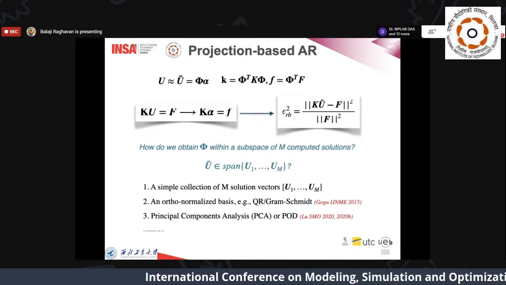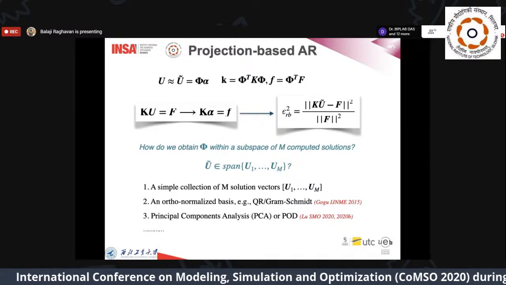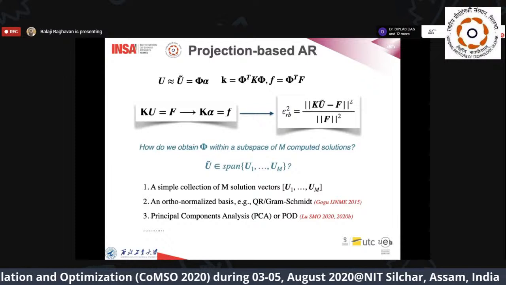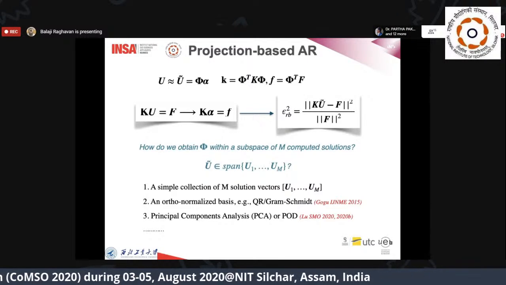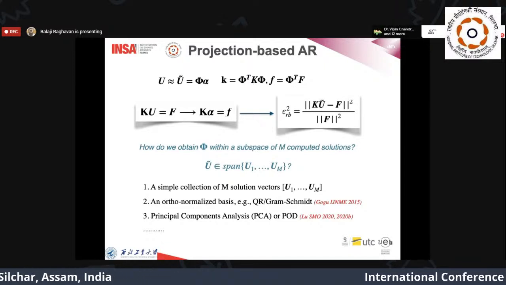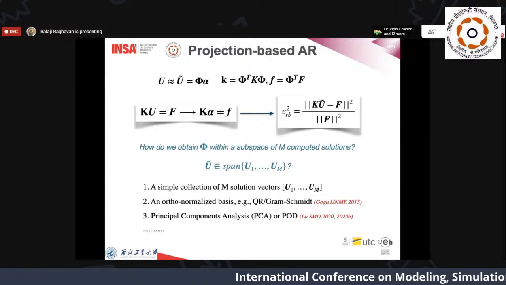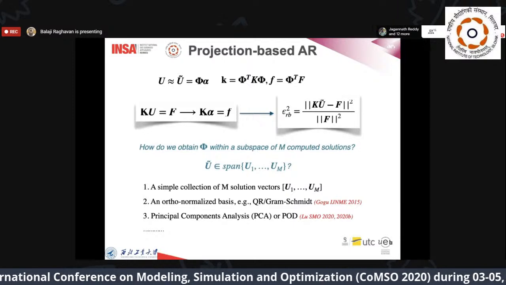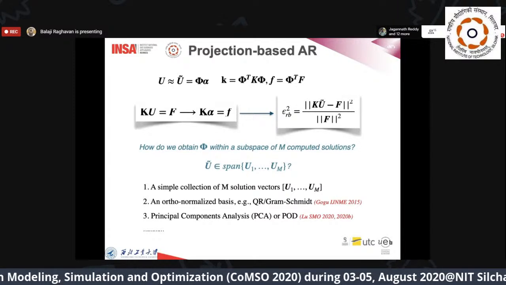So how do we obtain this phi? There are various solutions. So you could use a simple collection of your M solution vectors. It's not going to be orthonormal. People have used the Gram-Schmidt orthonormalization to get an orthonormal basis. And typically what I do, the last one, is our work with Professor Datta and Professor Shao, a principal components analysis, PCA or POD.